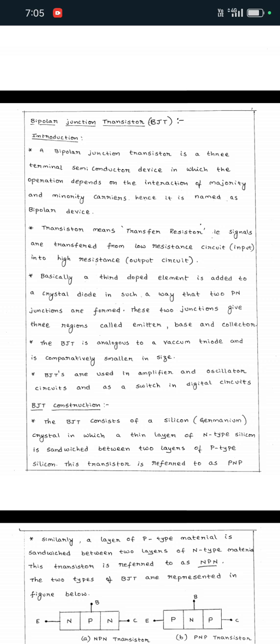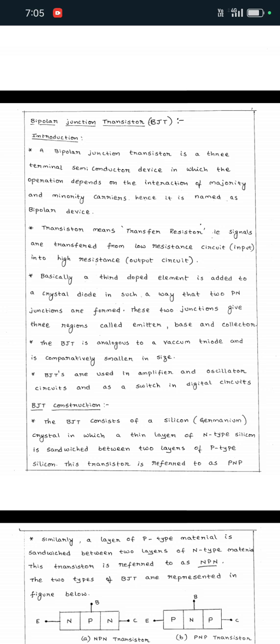Transistors have two types: one is the unipolar junction transistor and the other is the bipolar junction transistor. So what is meant by a unipolar junction transistor? The current conduction is only due to one type of carrier. One type of carrier means majority carriers.